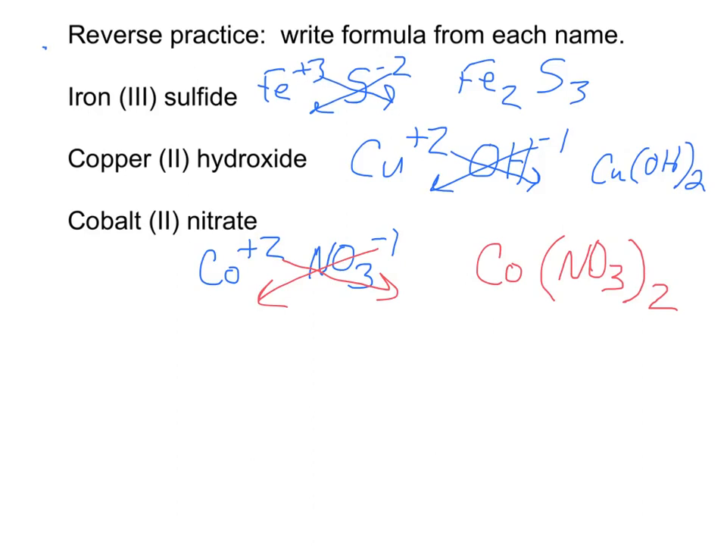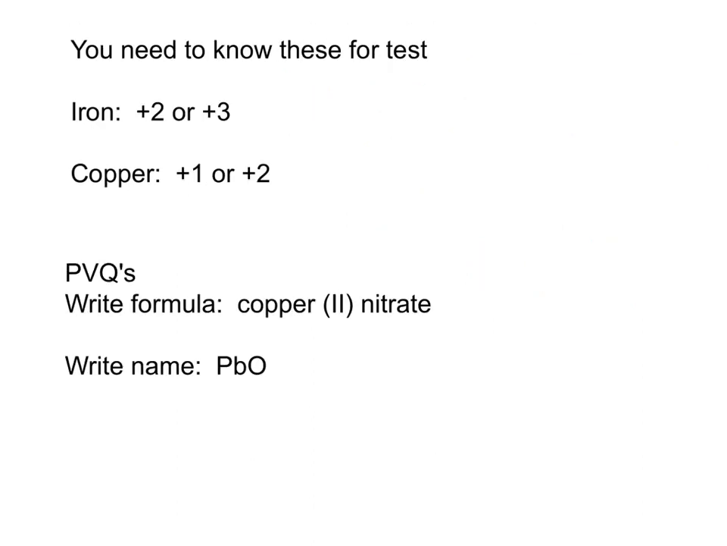Okay, so there are 2 transition metals that we're going to require you to know. The first one is iron. Iron can either be a +2 or a +3. So that's going to be iron Roman numeral 2, iron Roman numeral 3. And then, of course, copper can be either +1 or +2. Those are just ones we expect you to know.